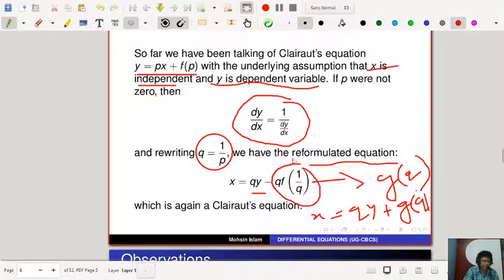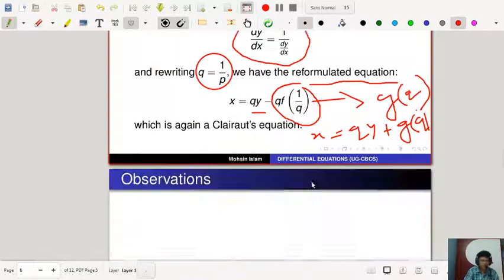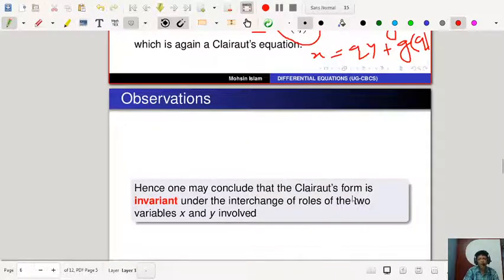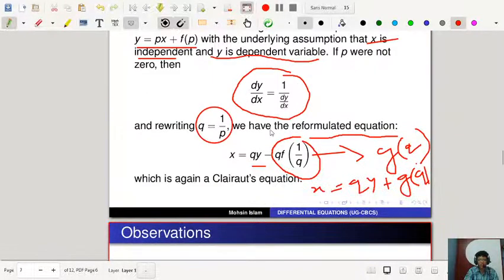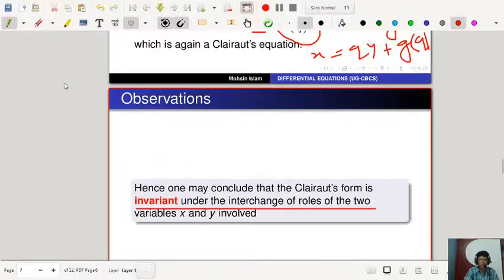So what we conclude is that in this case, the Clairaut's form is invariant under the interchange of roles of the two variables x and y involved. So you have only two variables involved. One is an independent variable, another one is a dependent variable. So we conclude that the Clairaut's form is invariant under the interchange of roles of the two variables x and y involved. That is already explained here. This is one of the most important observations.